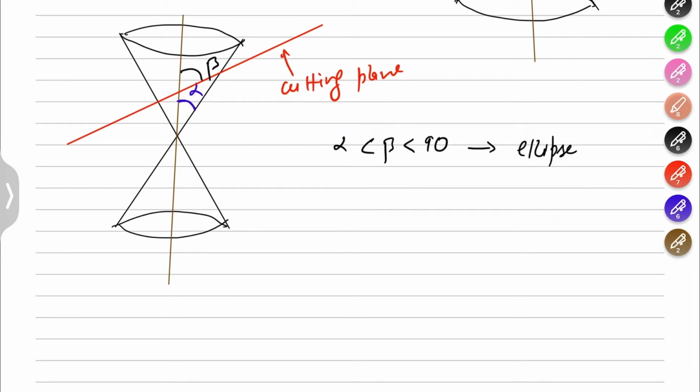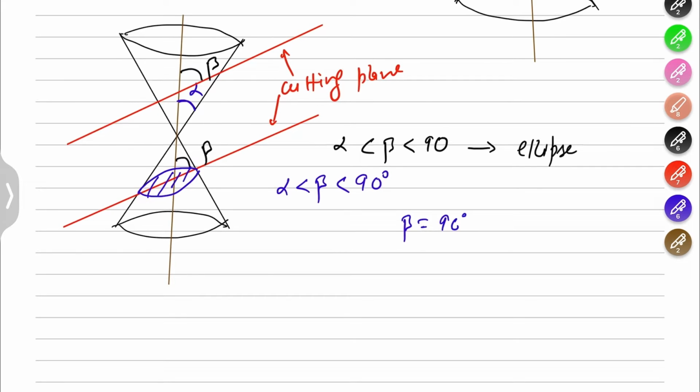Okay, or if I draw something similar here, this is the cutting plane, the angle is beta. So in this case we get a section as an ellipse. So wherever alpha is less than beta, we get an ellipse, and obviously beta is less than 90 degrees. Why? Because we already know that beta equal to 90 degrees is the case for a circle. So here beta should be less than 90 degrees and greater than alpha. Okay, so this is the case of a non-degenerate.